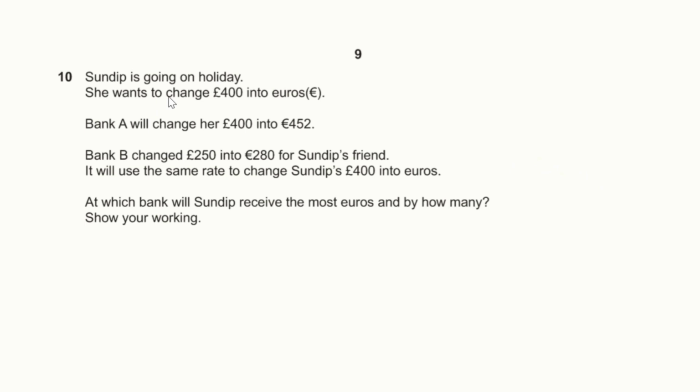Question number 10. Sundip is going on holiday. She wants to change £400 into euros. Bank A will change her £400 into 452 euros. Bank B changed £250 into 280 euros for Sundip's friend. It will use the same rate to change Sundip's £400 into euros. At which bank will Sundip receive the most euros, and by how many? You must show your working.